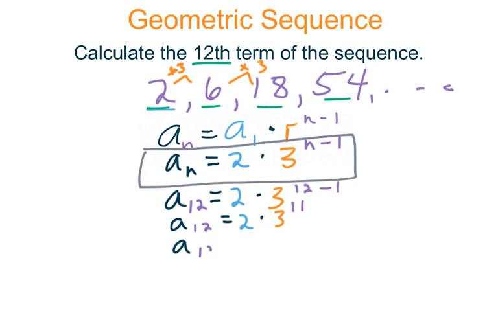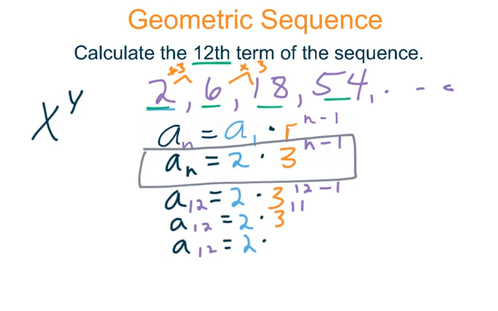So I'm going to start writing this in. a sub 12 equals 2 times... Now let's do 3 to the 11th power. On your calculator, I don't have a way to show it, but you're going to type in 3, and then look for a key that has an x with a little exponent y. You hit that after the 3. Then we're raising it to the 11th power, so you type in 11 and hit equals.